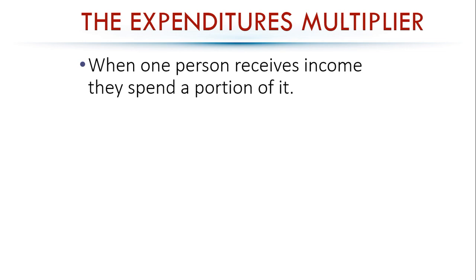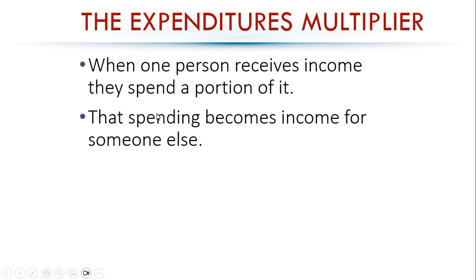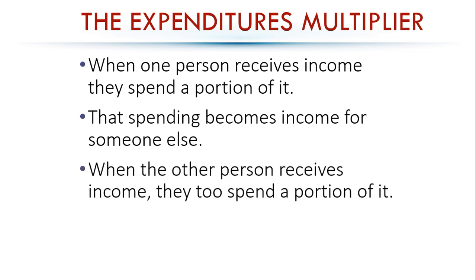And the reason for that is, let's say I earn $100. I'm not going to hold on to all of that. I'm going to spend some of it. So let's say my marginal propensity to consume is 0.9. So I'm going to spend $90 of that $100. When I spend that, that creates income for somebody else. So that person is going to receive $90, and once they receive that $90, they're going to spend some of that. So this just keeps going on and on and on.